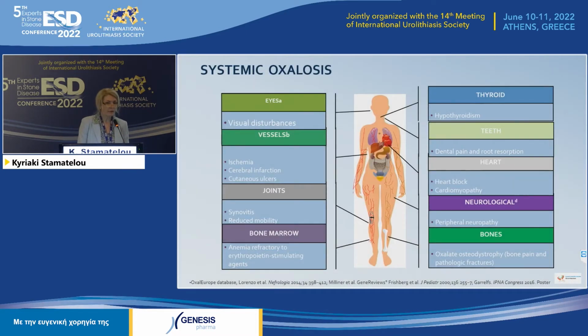This is a nice table showing the problems that occur with systemic oxalosis. So you can see the disease spares practically no system.